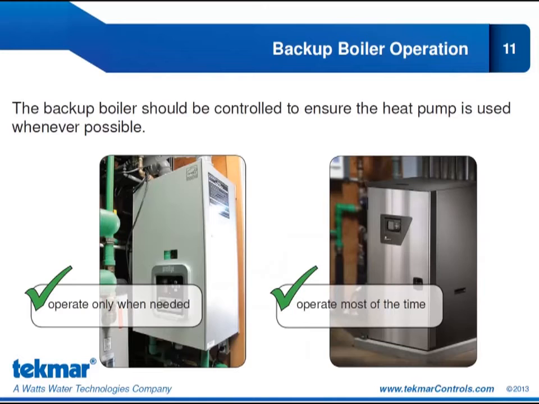Once we add the backup boiler to our system, we want to make sure that we are not using the backup more than absolutely necessary. Obviously, our backup heat source is not going to operate nearly as efficiently as our heat pump. So we want to make sure that we're operating our heat pump most of the time, and we're only operating the boiler when needed. So the 406 has some control features that make sure that we are striving for maximum efficiency by minimizing the use of the backup heat source.